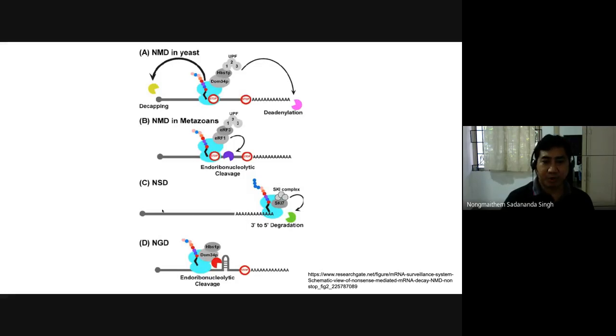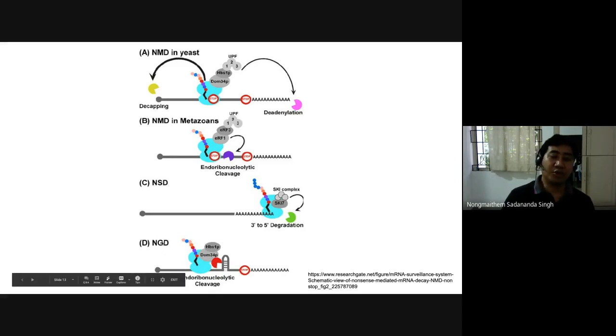In the case of no-stop decay, when the mRNA being translated doesn't have any stop codon, the ribosome goes all the way to the end of the RNA, even translating the poly A. What happens is that the ribosome is stuck at the end of the mRNA, and these stuck or stalled ribosomes recruit SKI factors, and SKI factors recruit exonucleases, which leads to the degradation of the mRNA here.